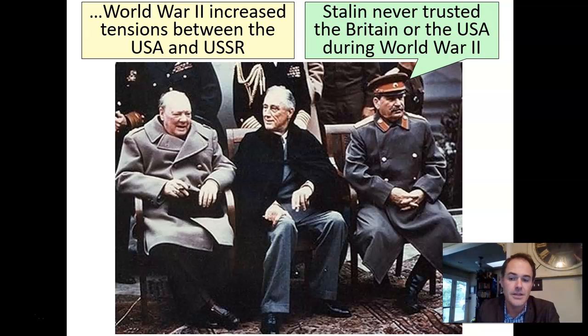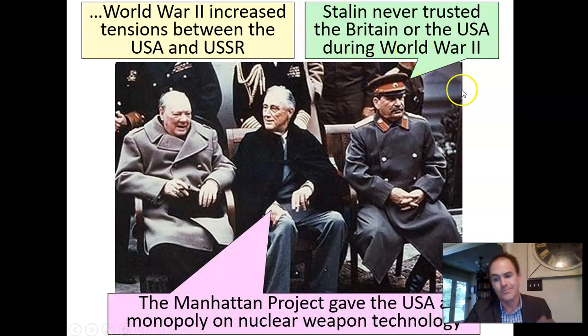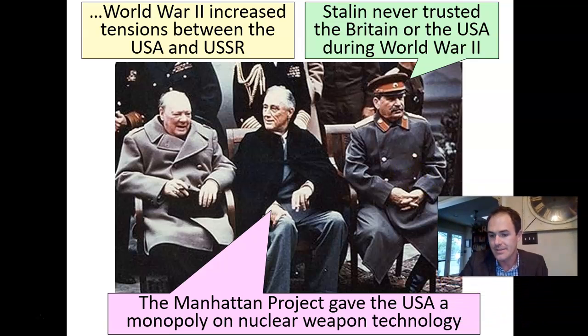He also mistrusted them because of how the post-war world, especially in Europe, was going to look. I forgot about this. The Allies didn't really share everything with Stalin. Most notably, their nuclear weapon technology. The United States was developing nuclear weapons in what is known as the Manhattan Project, and they didn't share it with Stalin, though he knew that they were doing it.